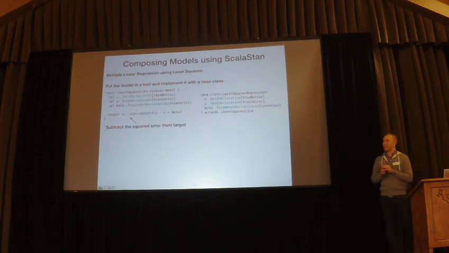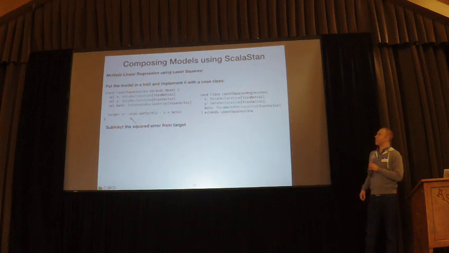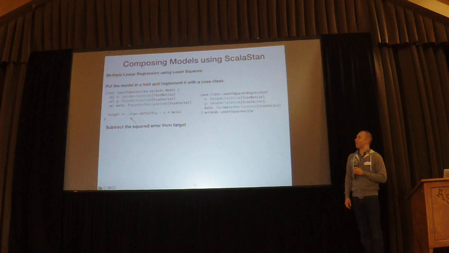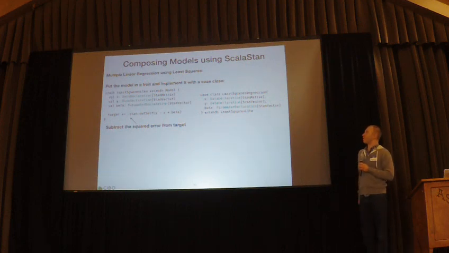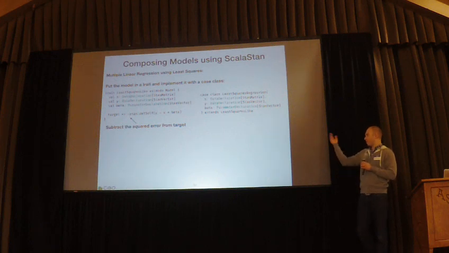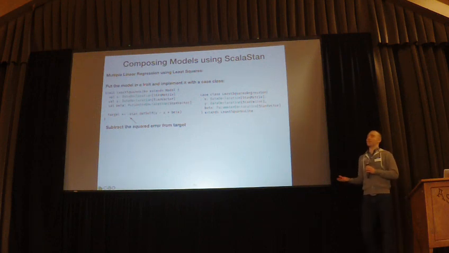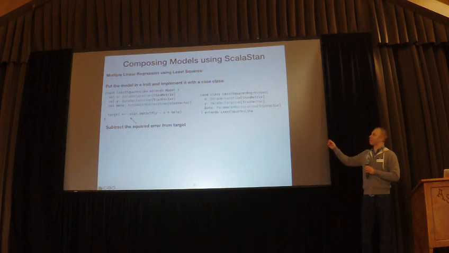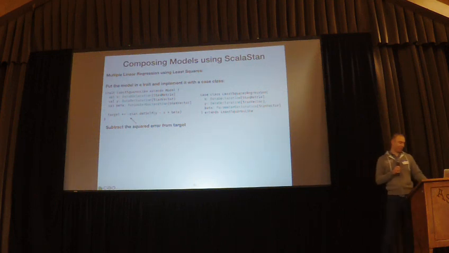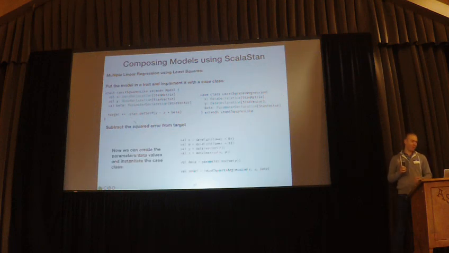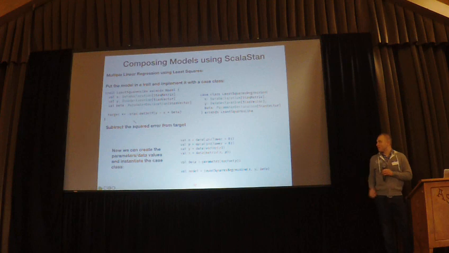So another example, composing models in ScalaStan. Another example from the manual is just simple least squares regression, and you can implement that with this target plus equals minus dot self, and then the least squares regression. In ScalaStan you can do that in a simpler way than this, but I want to show you how you can compose these. So here we have it in a trait, and then we can have a concrete implementation of this trait, and then we can just use it as least squares down here.